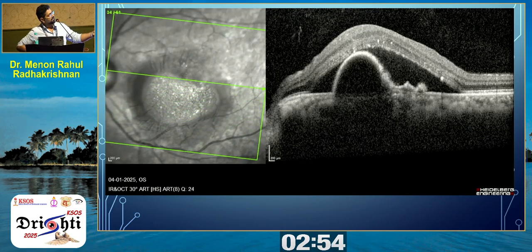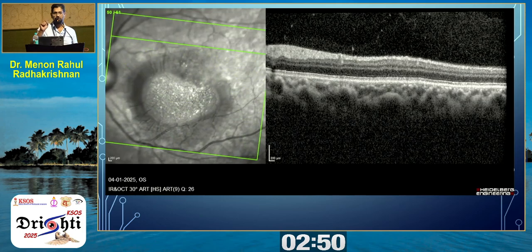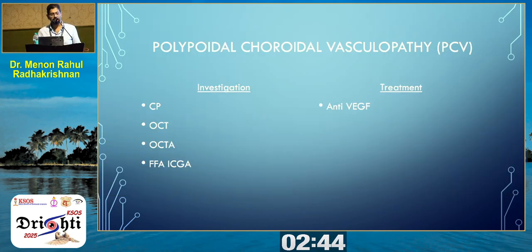This is serous still here, but this sign over here, that is a notching of the PED. And when you see a notched PED and flat, irregular PEDs over there, then probably you're looking at a case of polypoidal choroidal vasculopathy. So the investigation required is a color fundus picture.